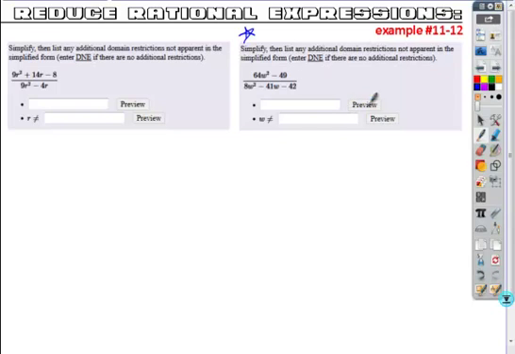Let's take a look at this problem here. So the idea is to factor whatever's easiest first. A binomial is probably going to be easier to factor than a trinomial. When you look at this binomial, you should recognize it's the difference of two perfect squares. So I would factor that first.